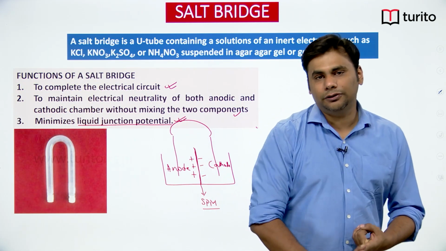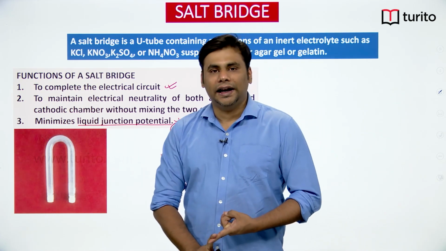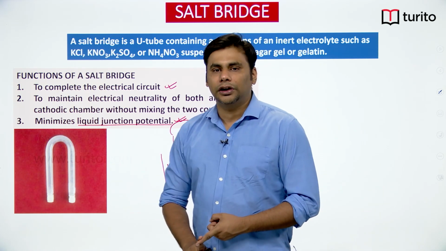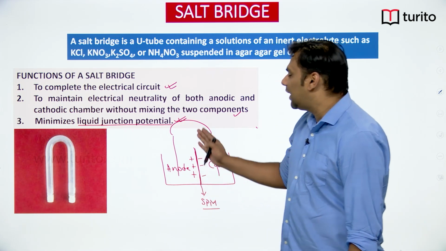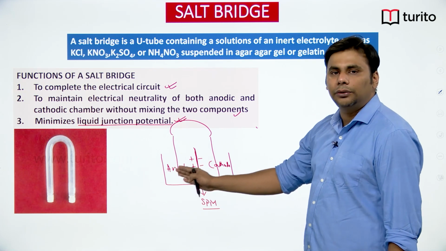So the salt bridge is basically used to complete the entire circuit and maintain the electrical neutrality of the cathodic and the anodic chamber without mixing of the two solutions. And the third is, if we are not taking the salt bridge, if we have a membrane that is separating cathode and anode.